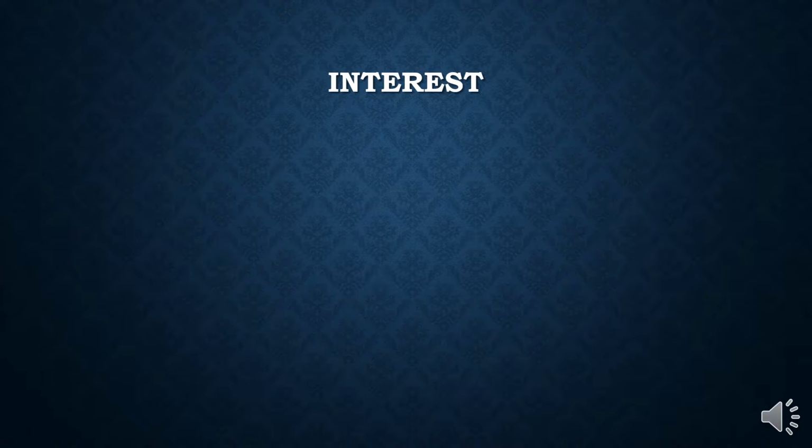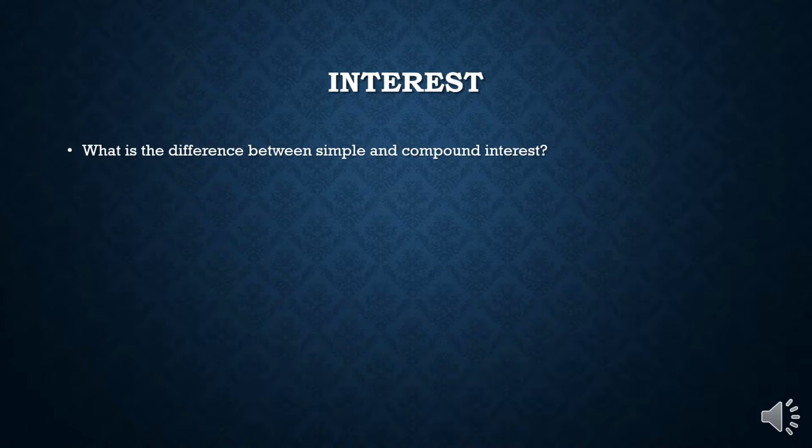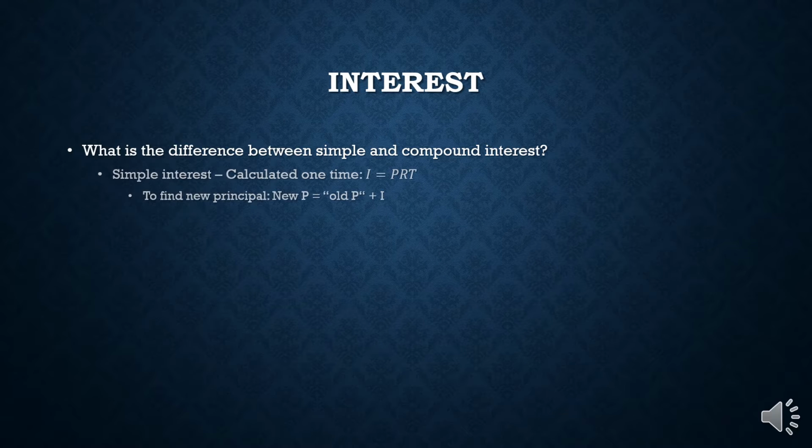Let's discuss interest. Do you know what the difference between simple and compound interest is? Simple interest is interest that is calculated one time. We use the formula I equals PRT: interest equals principal times rate times the time.